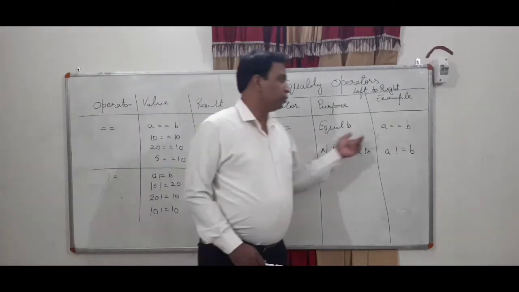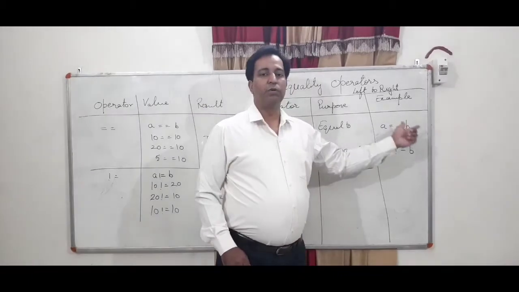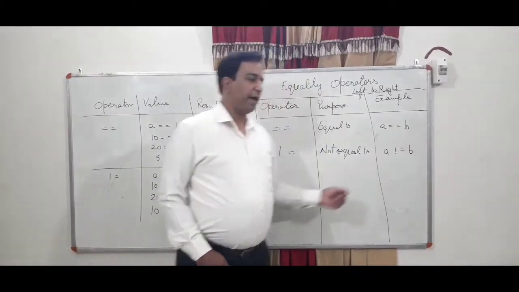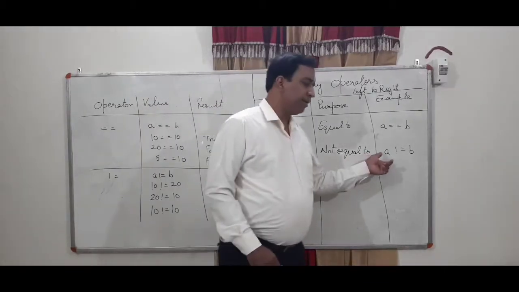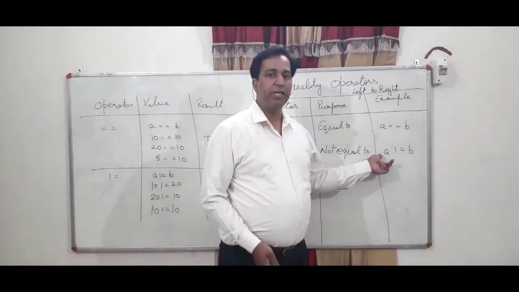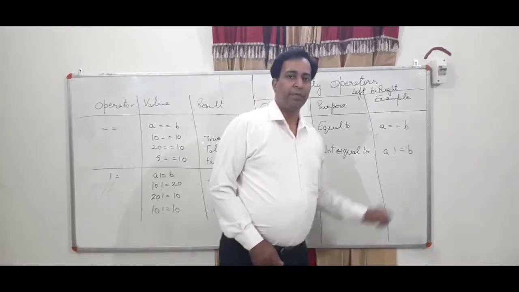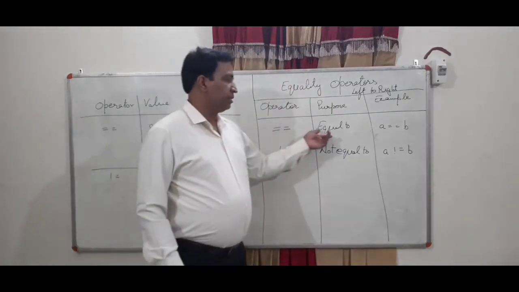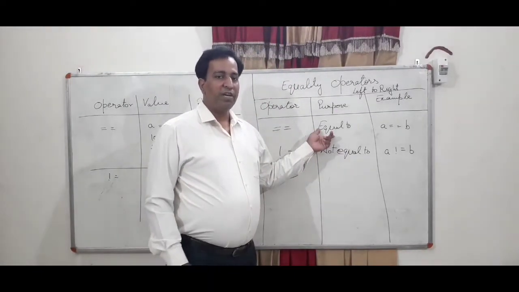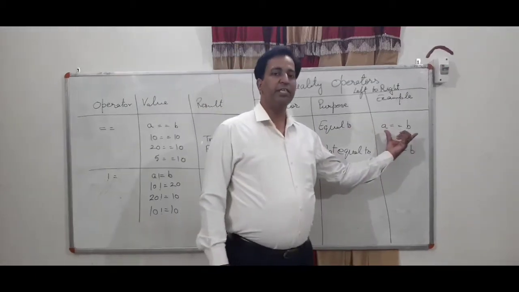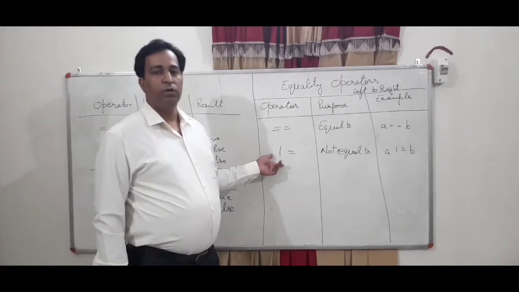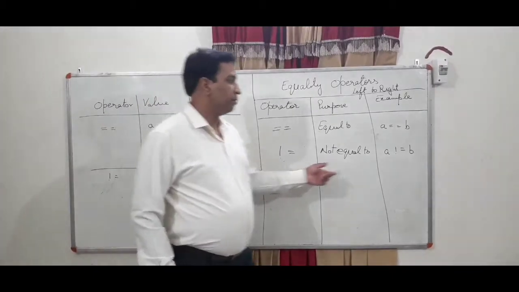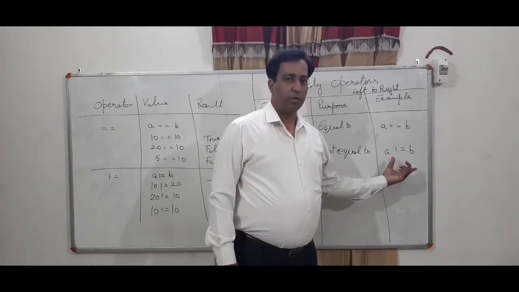Equal to is used to check whether the left hand side is equal to the right hand side or not. And the purpose of not equal to is to check whether the left hand side is not equal to the right hand side, right? In this case, you will get true value only if both the sides are equal. And in the second case, you will get the value true if both the sides are not equal, right?